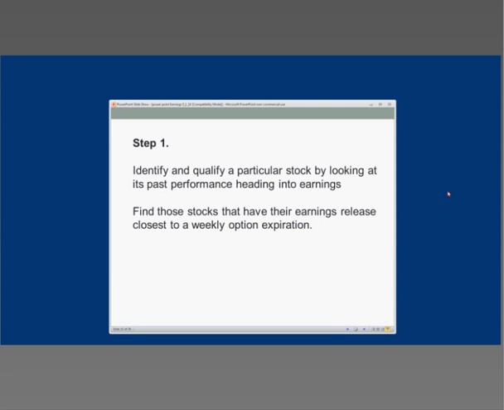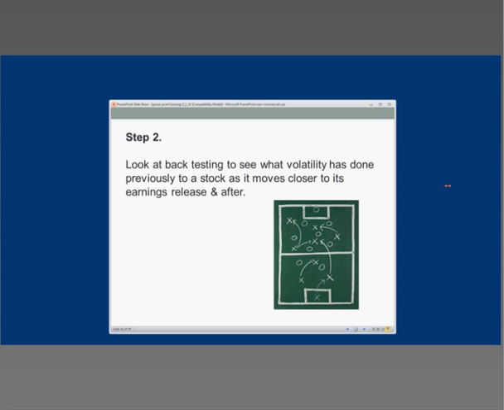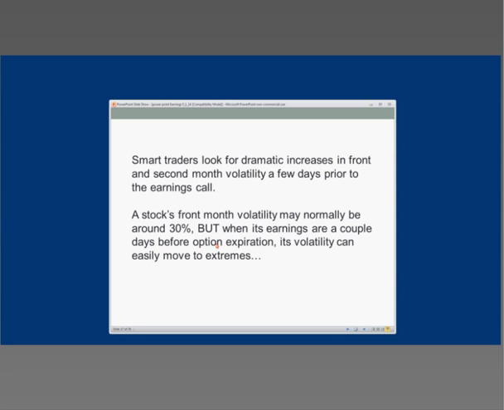So I want to find those stocks that have their earnings release closest to a weekly option expiration. And this will be a key theme, weekly options. That's a very key part of the way I like to trade into earnings. Now, step two, I look back and I will backtest to see what volatility has done previously to a stock as it moves closer to its earnings release and after.